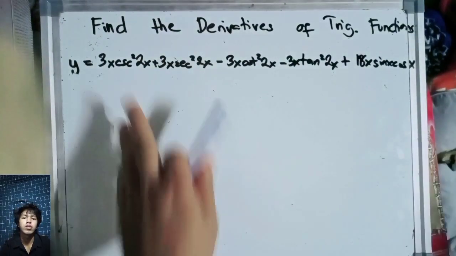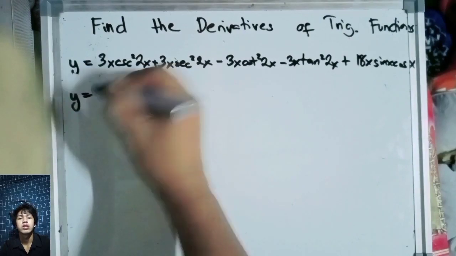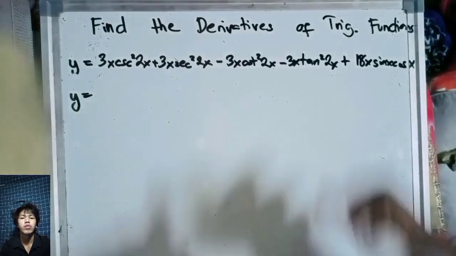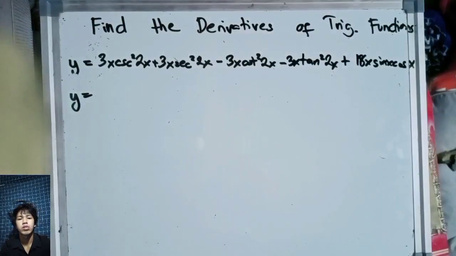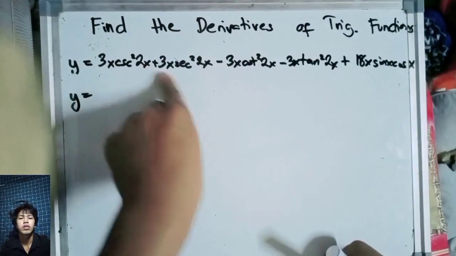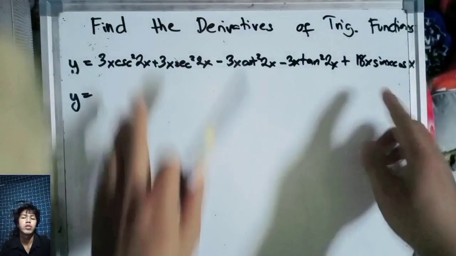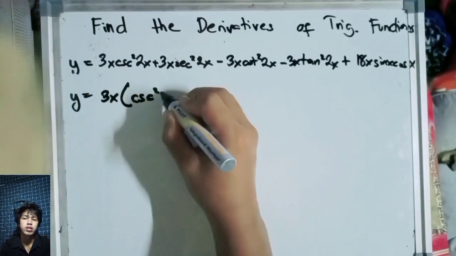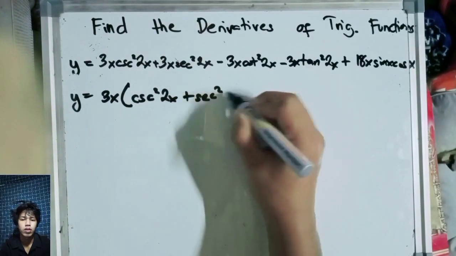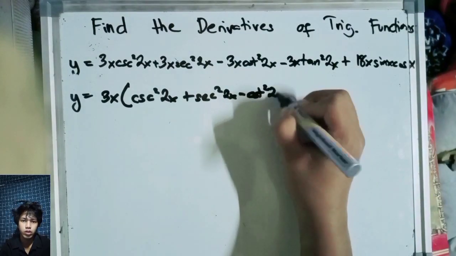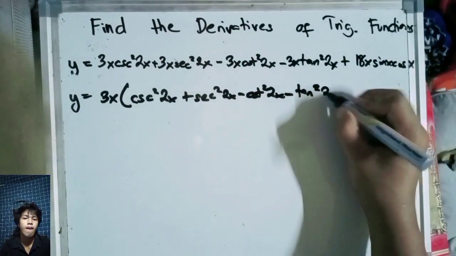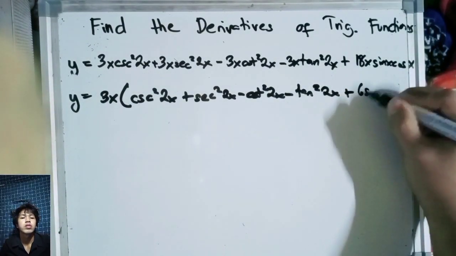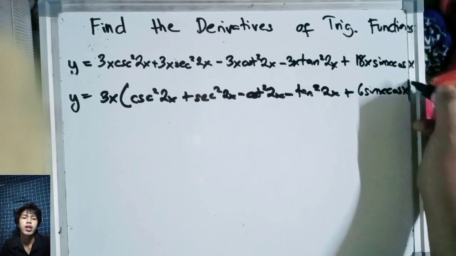Now we're going to apply this rule to our problem. What common factor can we pull out so that the equation is in its simplest form? Notice that they all have 3x. They are all divisible by 3x. So we pull out the 3x, leaving us with 2x plus secant squared of 2x minus cotangent squared of 2x minus tan squared of 2x plus 18x divided by 3x, which is 6 sine x cosine x.